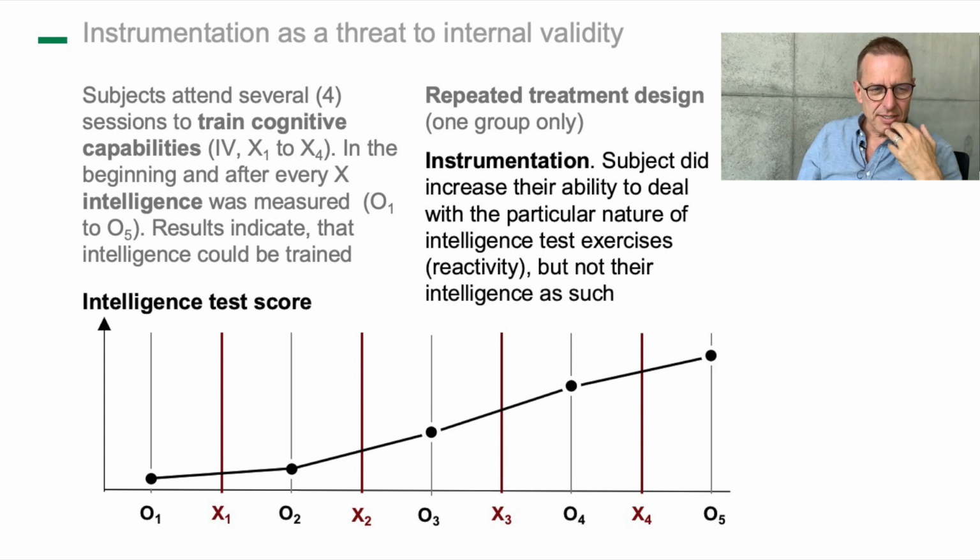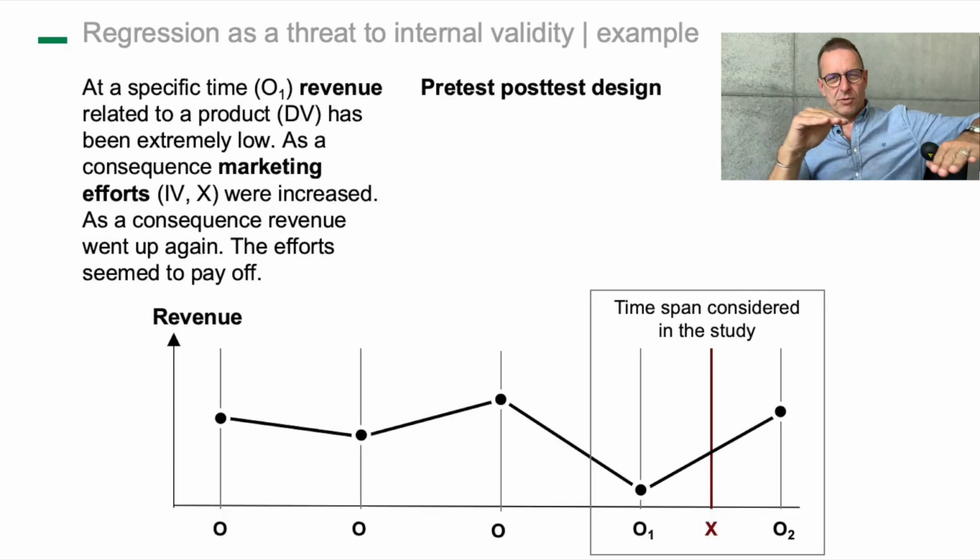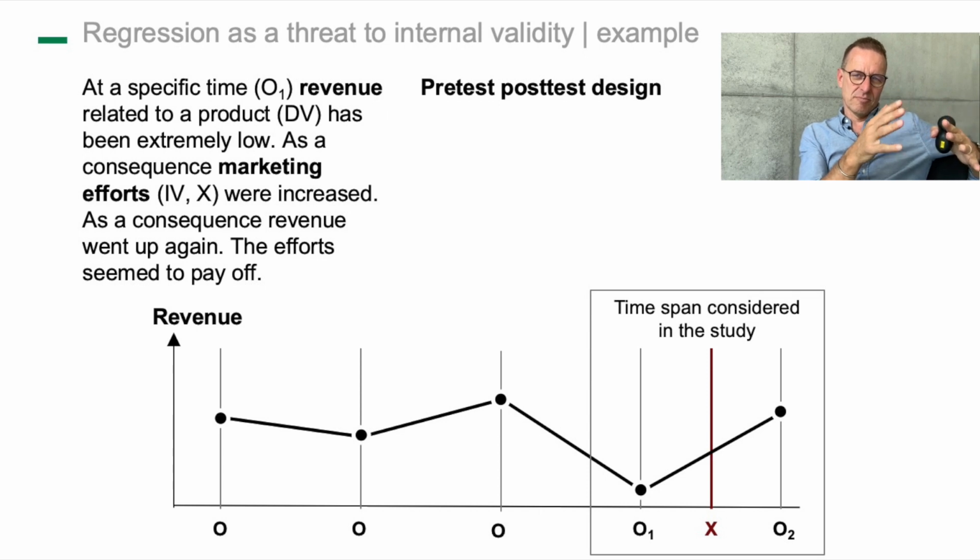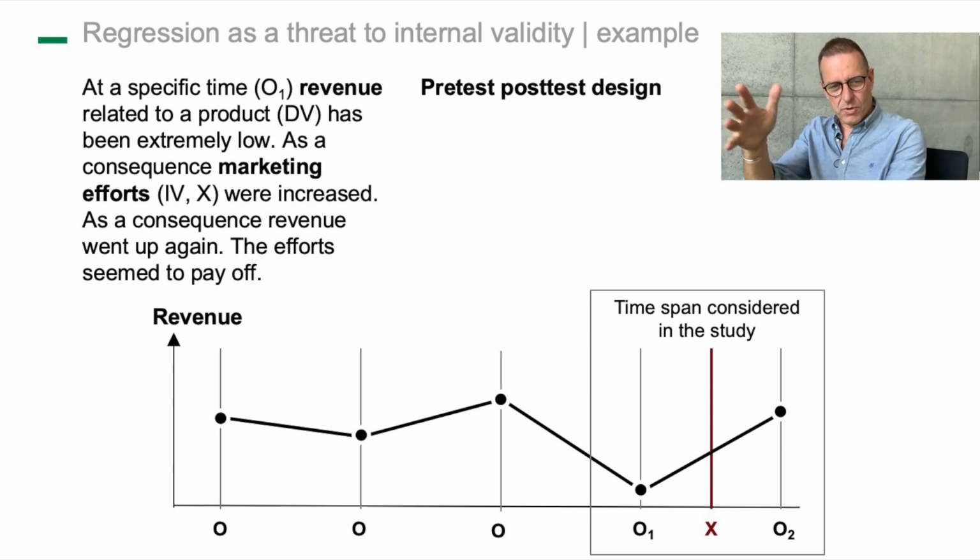Here is another nice threat to internal validity. Let's say we look at revenue. A company is generating revenue every quarter. So you track revenue every quarter, so over a long period of time.